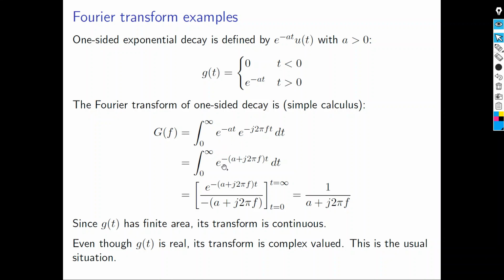How do you do that? Calculus 1. e to the minus alpha t, e to the minus j. If they have the same base, you can sum the exponents. So I get this function. Everybody with me? After you understand the why and the physical meaning, you move to how.